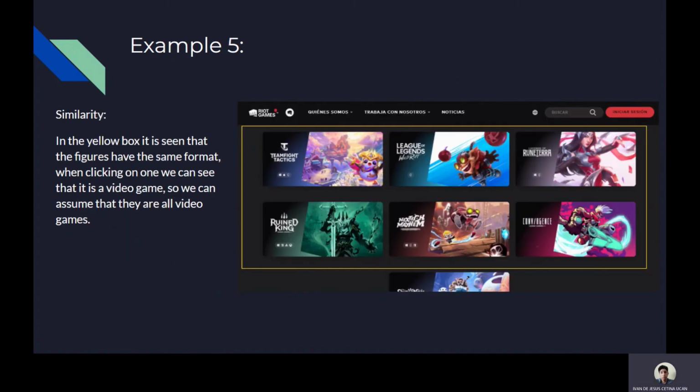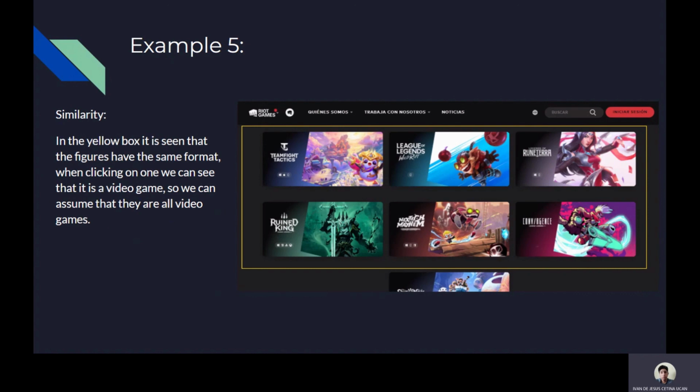And finally, for our fifth example, we have the interface of the Riot Games launcher page. In this one, we have a very clear example of the similarity pattern. All the elements within the yellow square have very similar shapes and very similar designs. And when we hover over one of those buttons and interact with them, we find out that they're a video game.